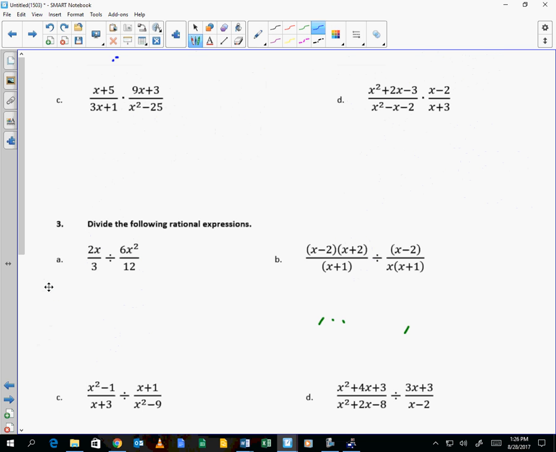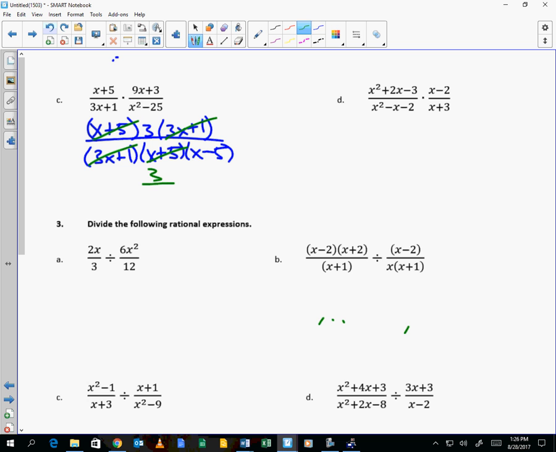Okay. But for letter C, I have to actually do a little bit more factoring. So x plus 5 times 3 times 3x plus 1 divided by 3x plus 1, x plus 5, x minus 5. So once it's written in its factored form, then it's nice to cancel stuff off. Some of you guys love doing this because you're list makers, and you like to cross things off your list. So you like this stuff because you get to just cancel stuff off. You try letter D on your own.